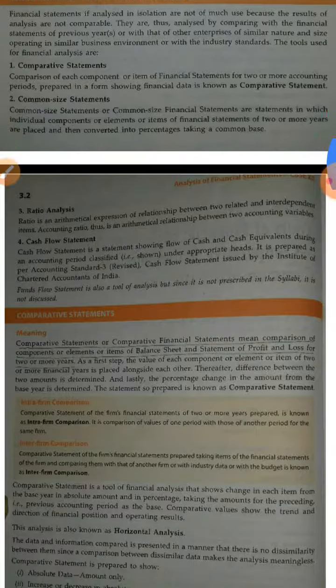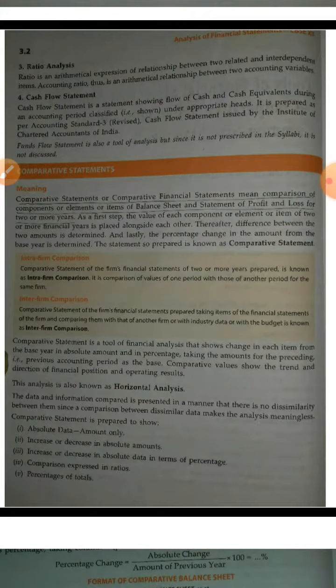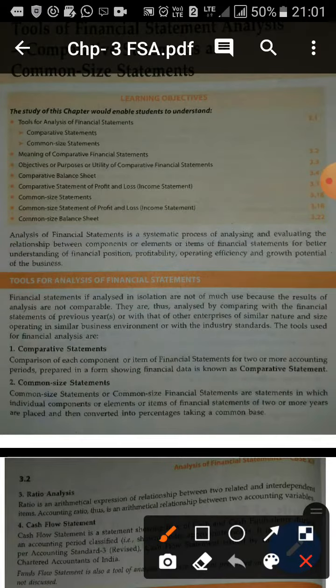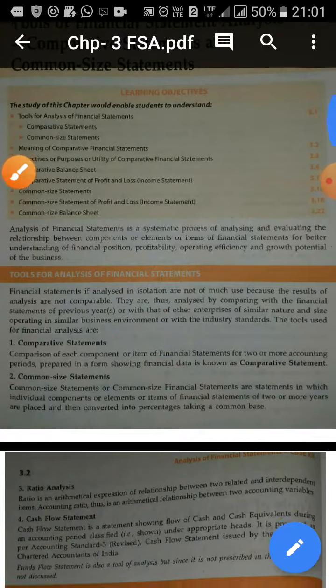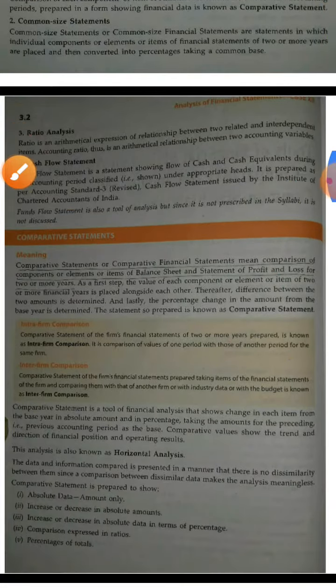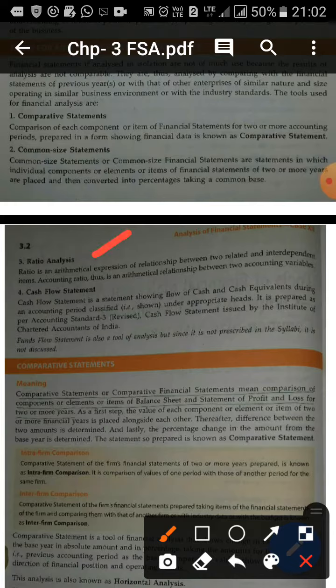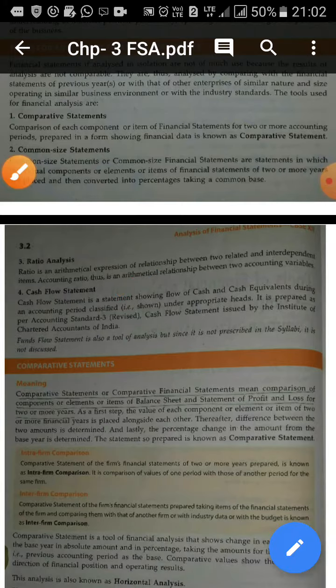Okay, so in this, basically the tools of analysis are the comparative statements, common size statements, ratio analysis, and cash flow statement, as you can see on the screen. These are the tools of financial statement analysis. As you can see on the screen, comparative statement, common size statements, then comes ratio analysis and cash flow statement. All these are the tools of financial statement analysis. Through these statements and these ratios, we analyze the performance of the company. Okay.